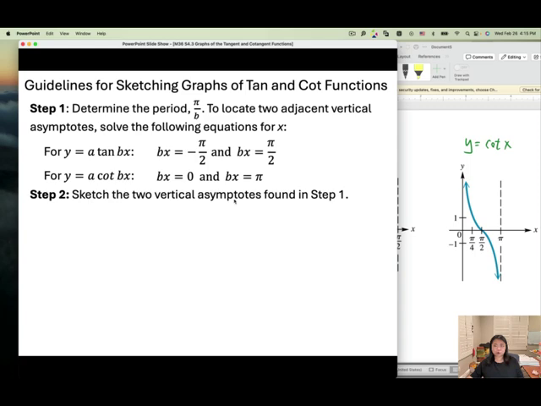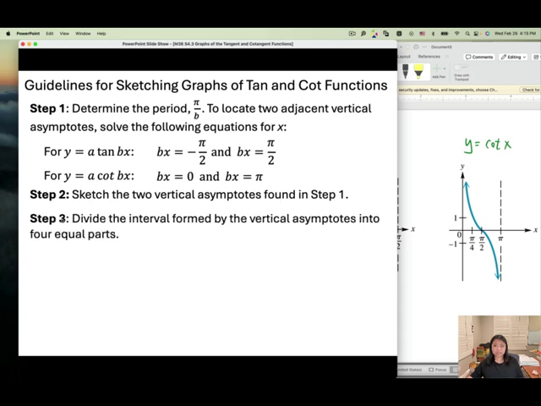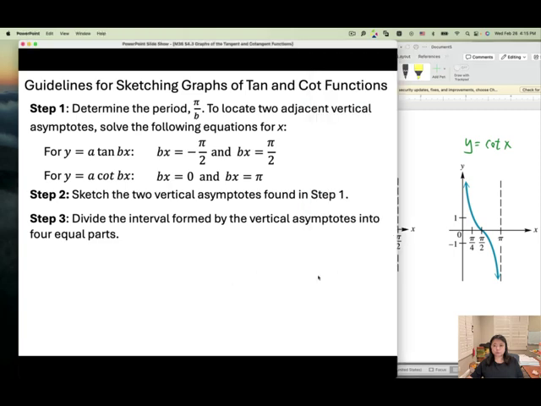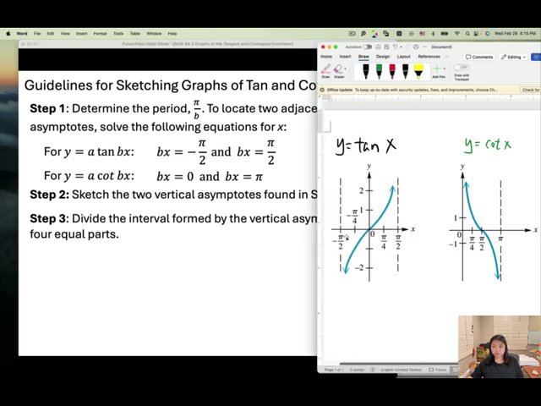Okay, step 2, sketch the two vertical asymptotes found in step 1. And then step 3, divide the interval formed by the vertical asymptotes into 4 equal parts. This is the same idea as in sections 4.1 and 4.2. You've found these two vertical asymptotes already. Then you want to divide it into 4 parts here. So 1, 2, 3, 4. And then you're going to use the half and half method to determine the x coordinates here.